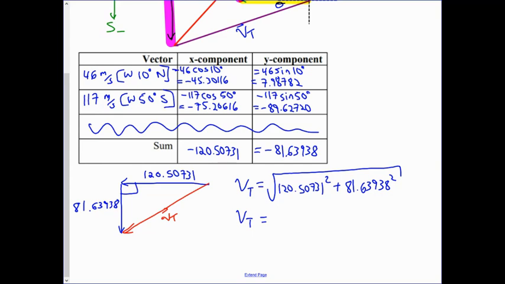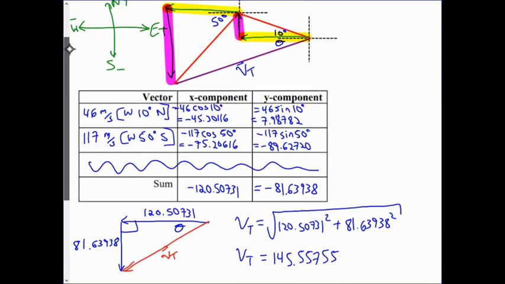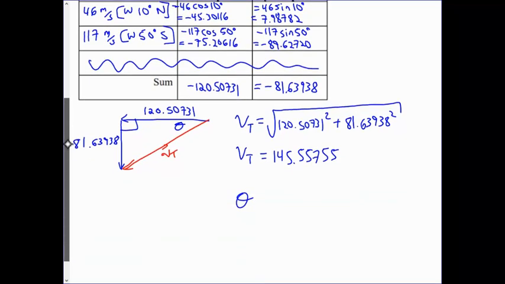Okay, work that out. It's going to be 145.55755. Okay, that's in meters per second. Meters per second is what we've been working in this whole time. We need to get our angle, so let's keep going. Let's get our angle. Our angle theta, in this case, is going to be right here. And if we go back to the top, we'll remember that we've seen that angle before. It's right there. It's the one we labeled theta. It's the same angle.